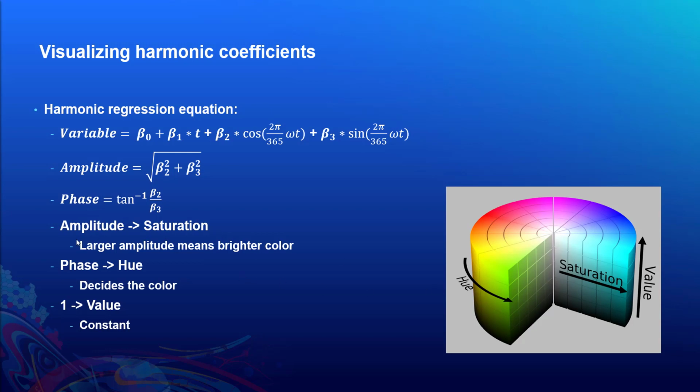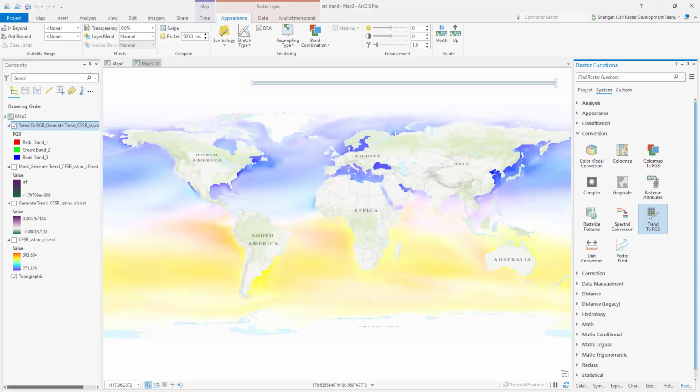The amplitude decides the saturation of the color. A larger amplitude means a brighter color, while the phase decides which color it is. And the value here is a constant. This model is then converted to RGB for display. So in our trend to RGB results, regions with high saturation, such as here and here, are locations that have high amplitude, meaning that they have high variability.